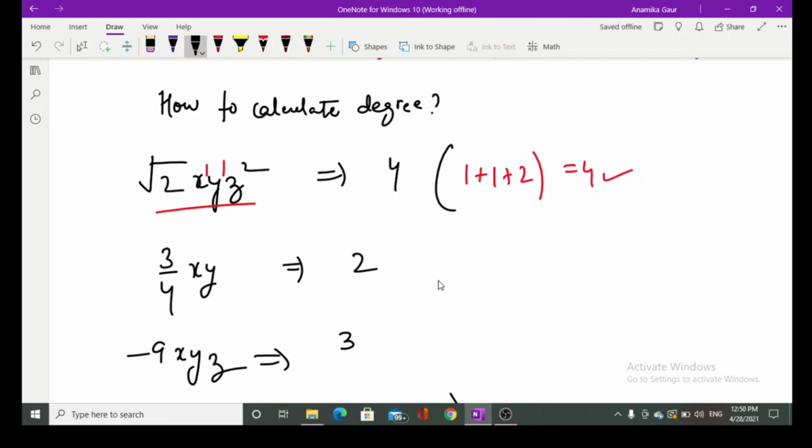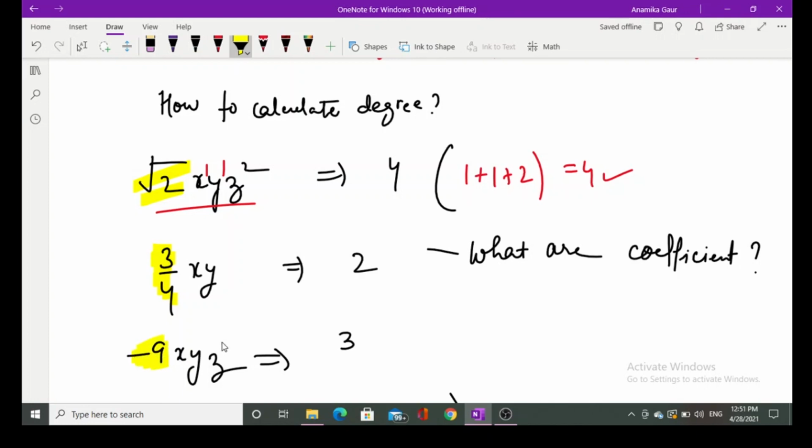Okay, the next point which we can also discuss here is what are coefficients. In example number 1, the coefficient here is root 2, while in example 2 we have coefficient 3 by 4, and in example number 3 the coefficient here is minus 9. So I hope you are able to understand what coefficients are.